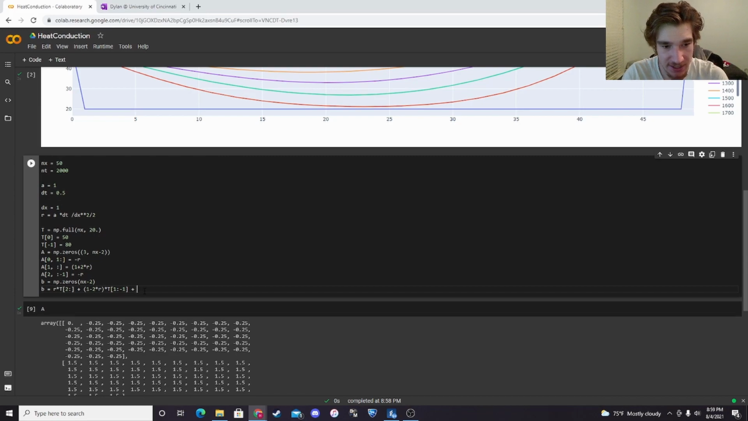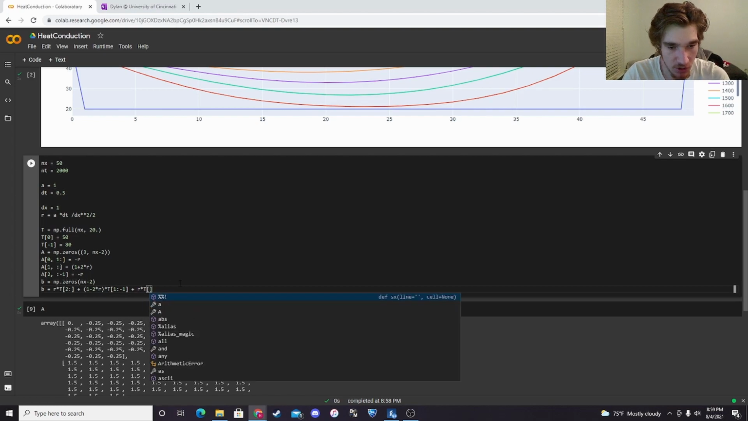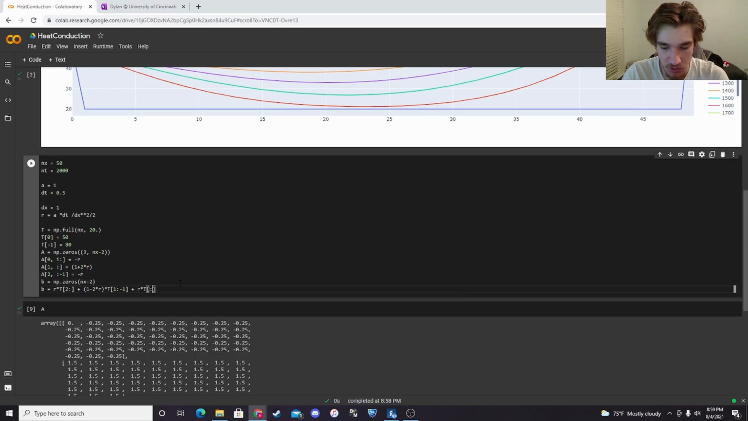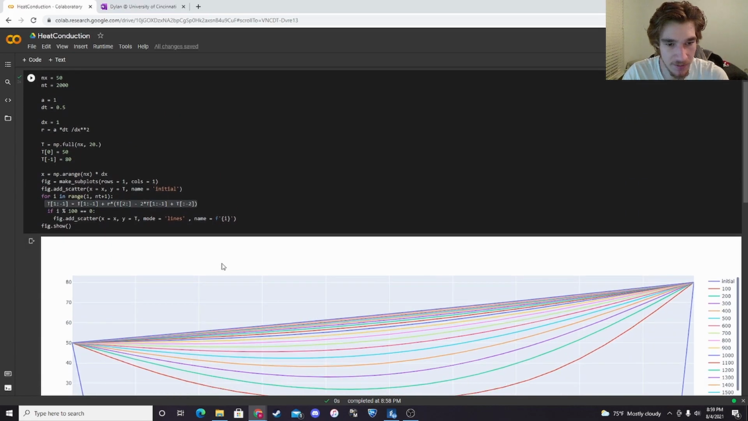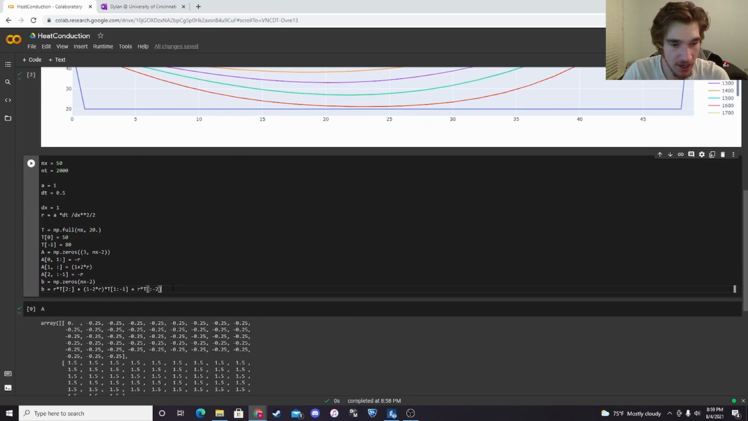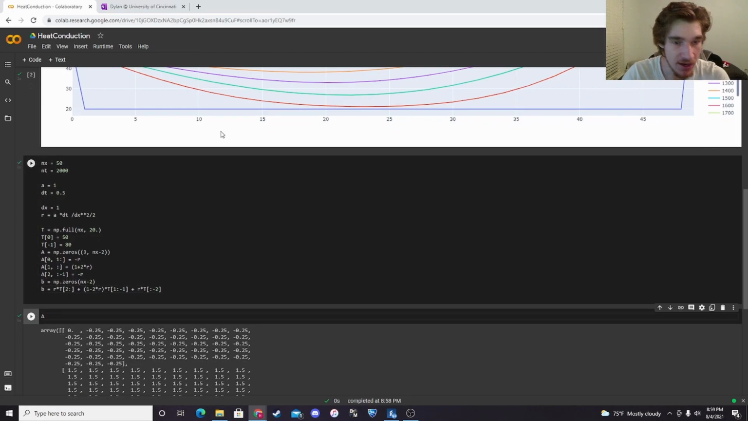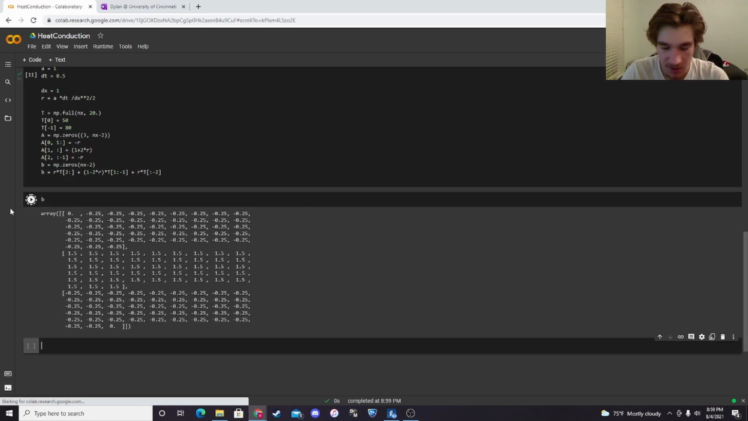And then plus r times the temperature of the indices of everything up to negative 2, right? Just like we did up there. So we can go ahead and shift enter that and take a look at B.